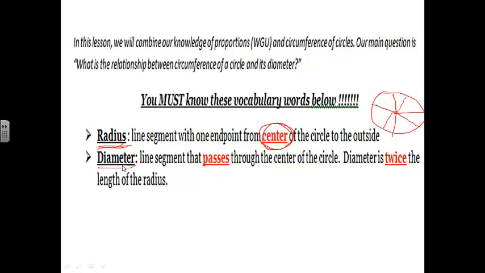Then the diameter is made up of two radiuses. It's a line that passes through the center of the circle and is twice the length of the radius. So this would be my diameter, from here through the center all the way to the other end. From here through the center all the way to the other end. From here, so these are all, oops, I missed the center. These are all diameters, so they're pretty much your radius added together.